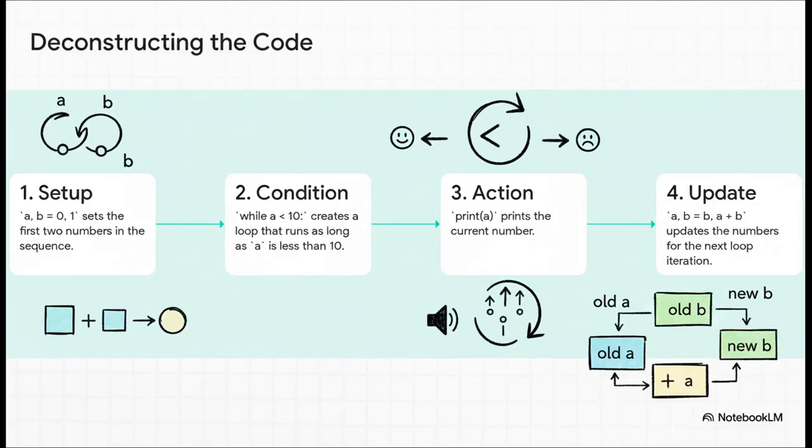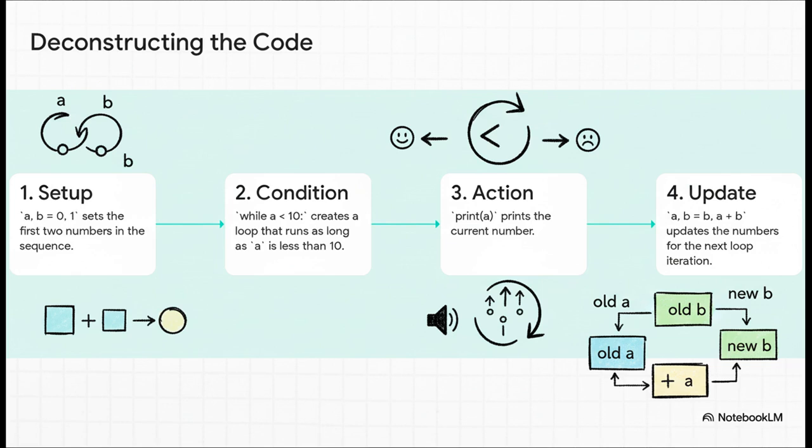Okay, let's pretend we're the computer here. First line, setup. We create two variables, a and b, and set them to 0 and 1. Next, the condition. The while loop asks a question. Is a less than 10? Right now, a is 0, so yep, that's true. So we do the action inside the loop. We print a. We see a 0 on our screen.